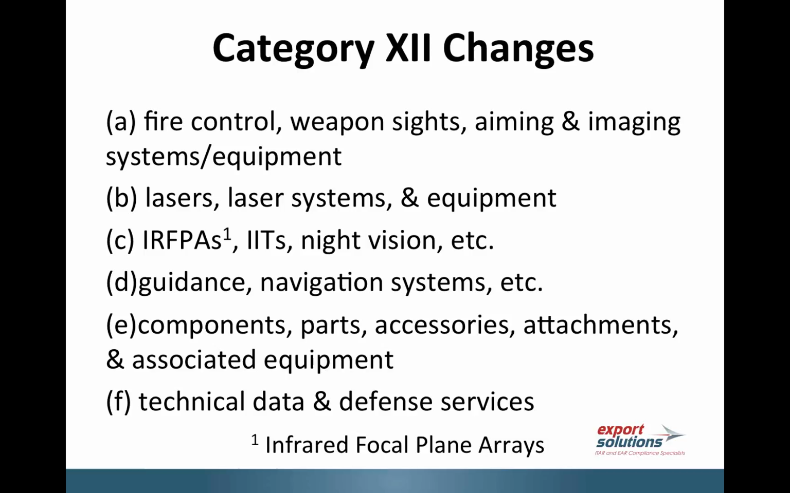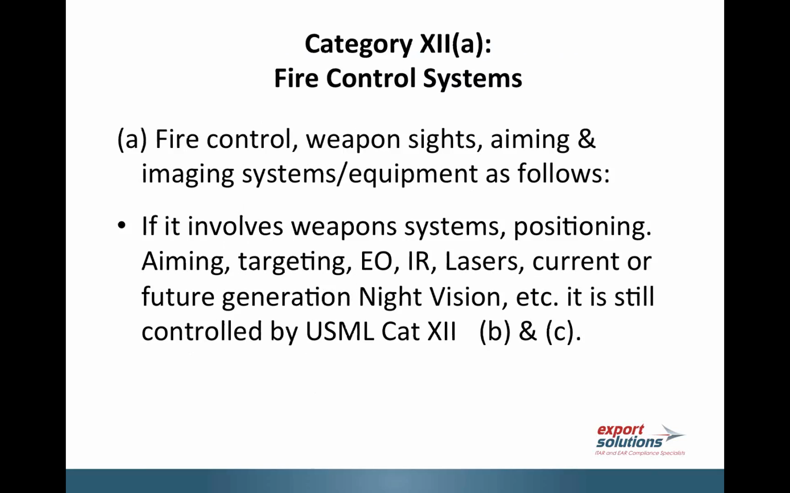And Category 12, this is the new Category 12, A through F. You start with fire control, weapon sights, etc. Then you've got lasers and things. Category C is for infrared focal plane arrays. These are kind of night vision related camera devices, that's what focal plane arrays are, IRFPAs. Then any guidance navigation systems, components, parts, accessories of those, and then technical data and defense services. Those are the subparagraphs. They're trying to be consistent with the lettering of these subparagraphs, so that for each category you kind of know what's going to be in what subparagraph.